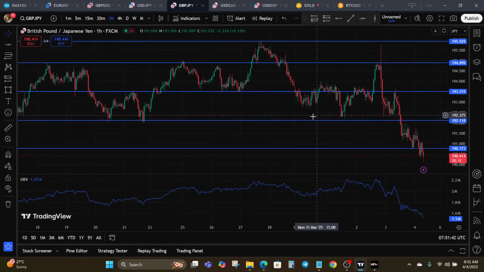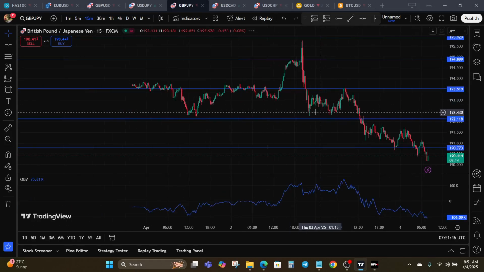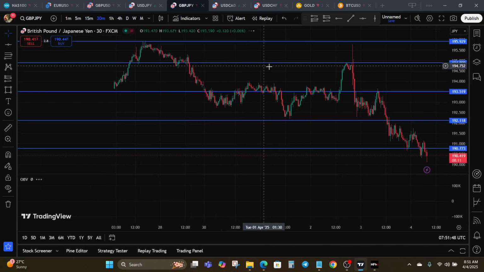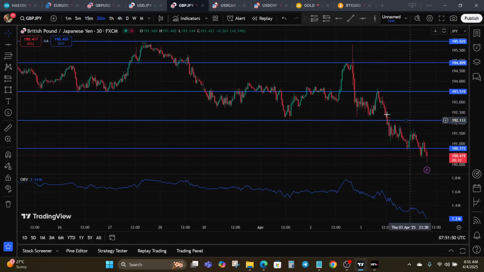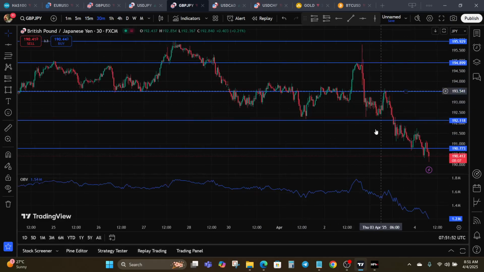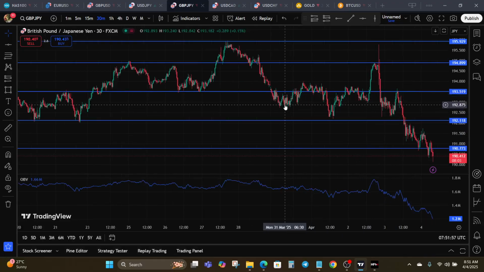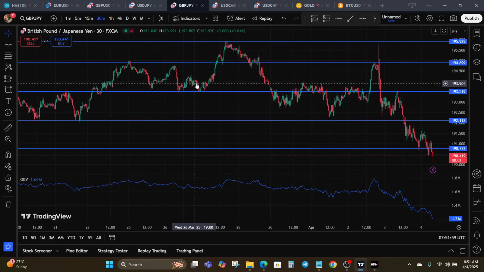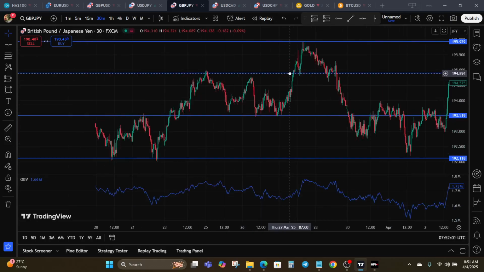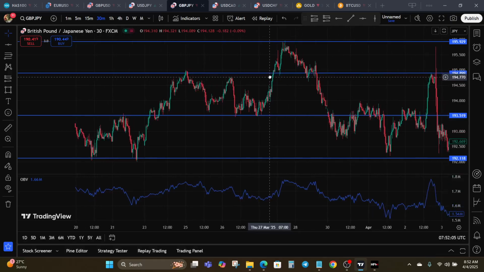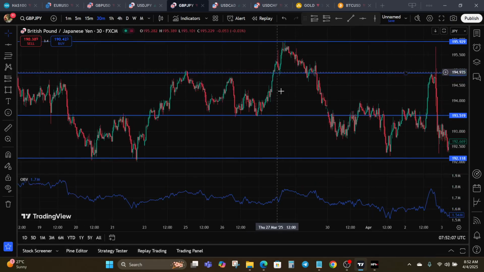So you start by marking your key horizontal levels on the 15-minute chart or the 30-minute chart. These zones are where price has reacted multiple times. When price consolidates under resistance or above support, that's your signal to prepare. So you wait for a breakout candle to close beyond the level with increased volume. Can you see what we had here?